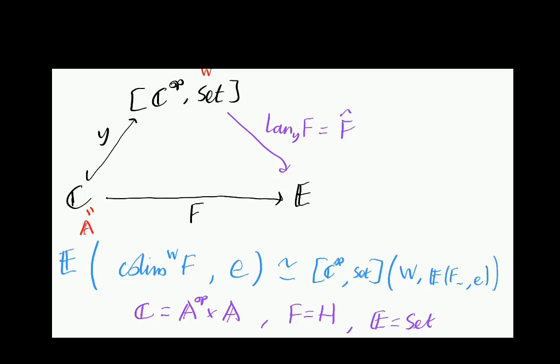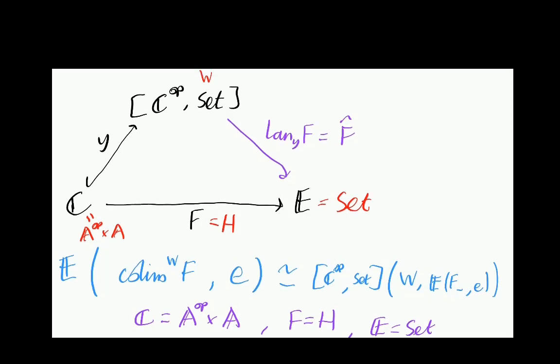So just write it down. We're supposing that C is A op times A. We're calling this functor H, and we're supposing it's going to set. And now if we look at this particular case, of course, the same kind of result holds, but what we can do is consider a special case where this W here, so here W is going to be going from C op to set, or if you like, it's going from A times A op to set.